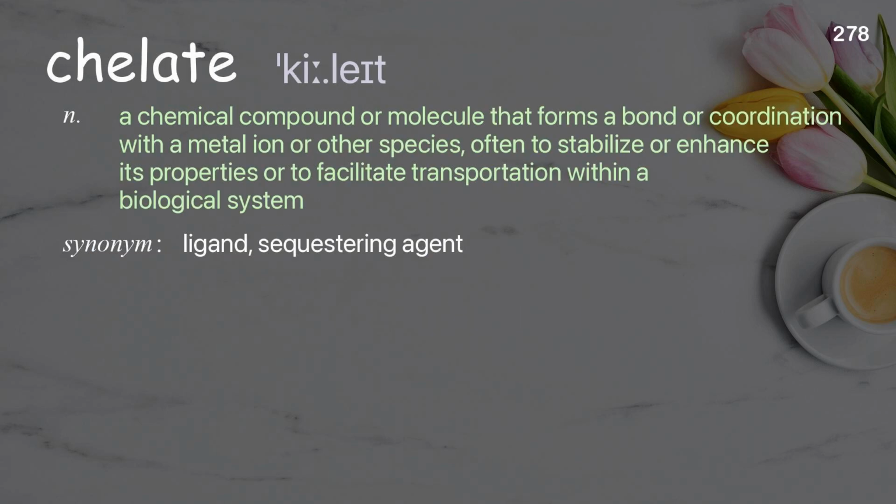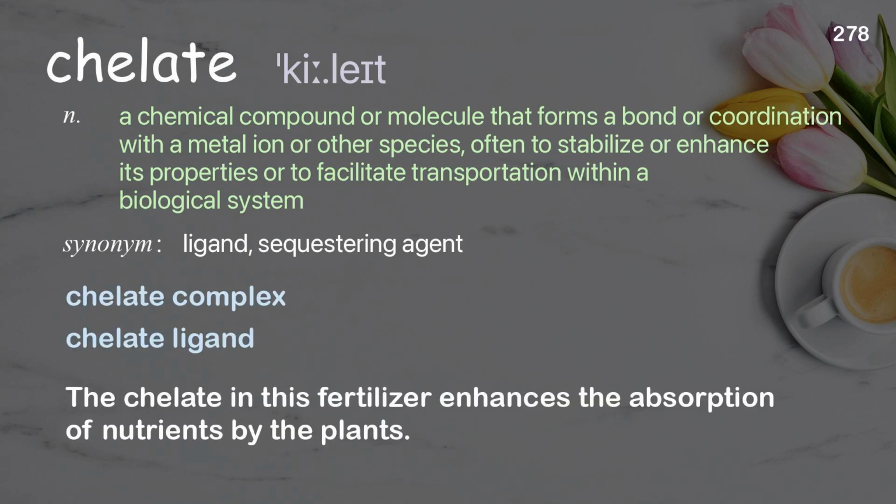Chelate. A chemical compound or molecule that forms a bond or coordination with a metal ion or other species, often to stabilize or enhance its properties or to facilitate transportation within a biological system. Examples: Chelate complex. Chelate ligand. The chelate in this fertilizer enhances the absorption of nutrients by the plants.